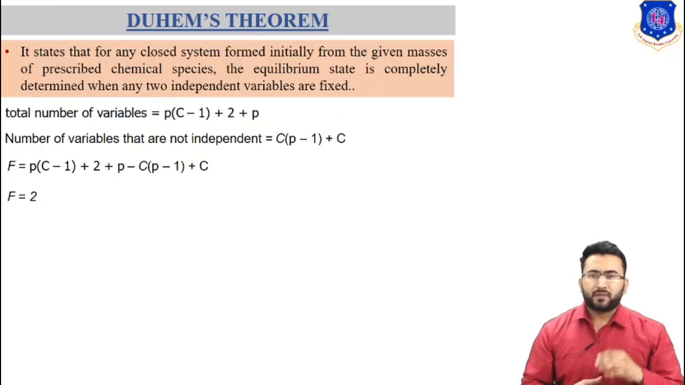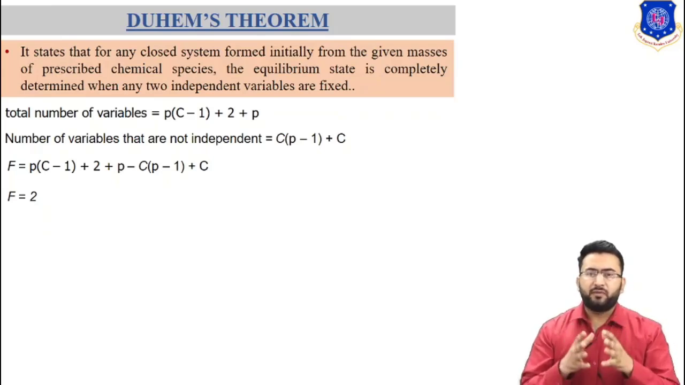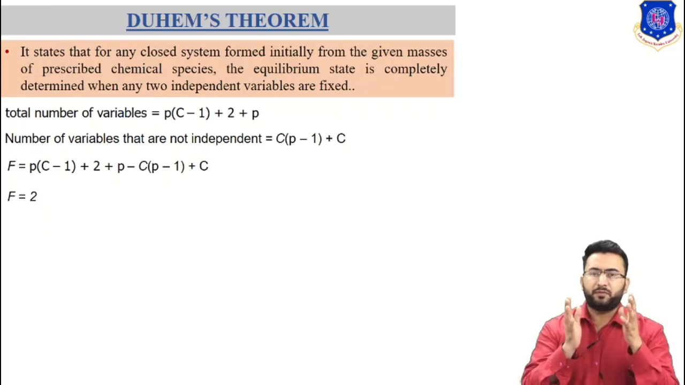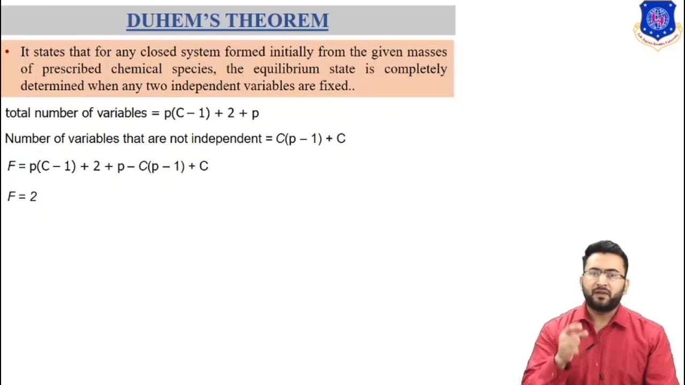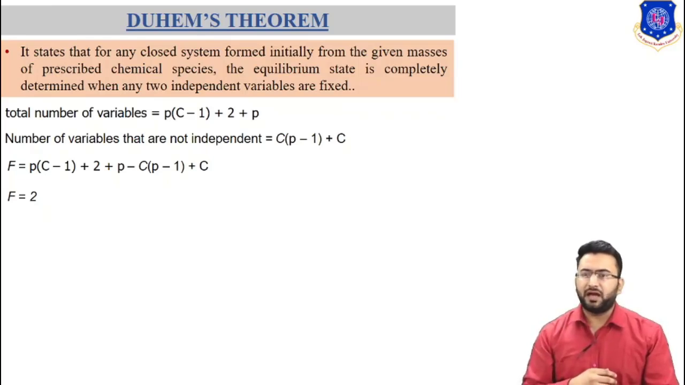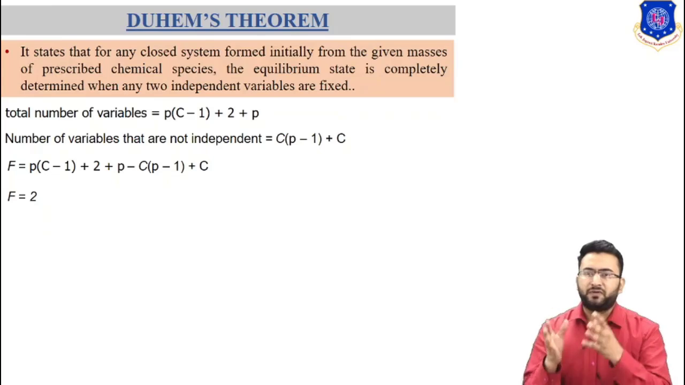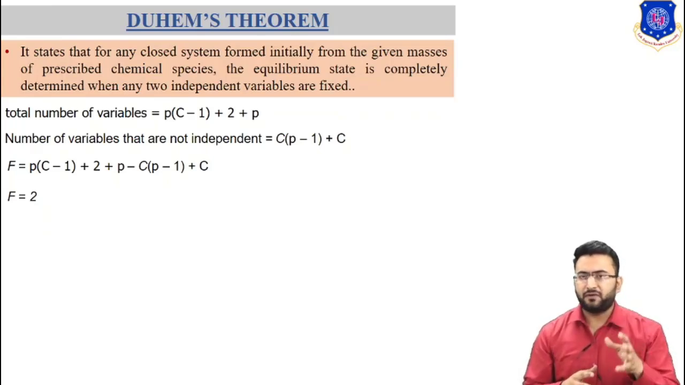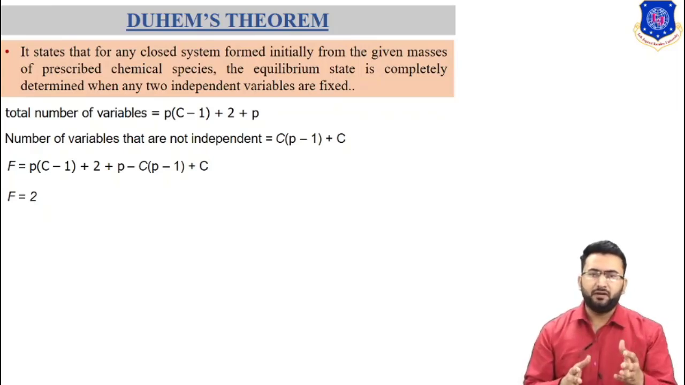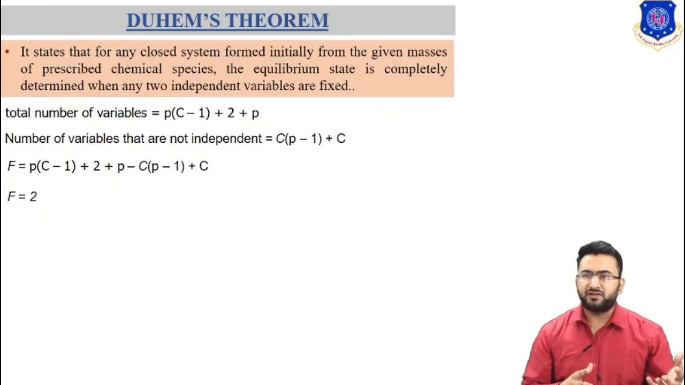It states that for any closed system formed initially from given masses of prescribed chemical species, the equilibrium state is completely determined when any two independent variables are fixed. In addition to the phase rule variables, the mass of each phase should be known to define the state of the system completely. Therefore, the total number of variables becomes P(C - 1) + 2 + P, where the last term P is the number of terms representing the mass of the various phases.